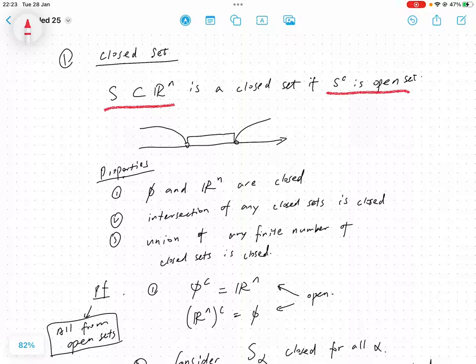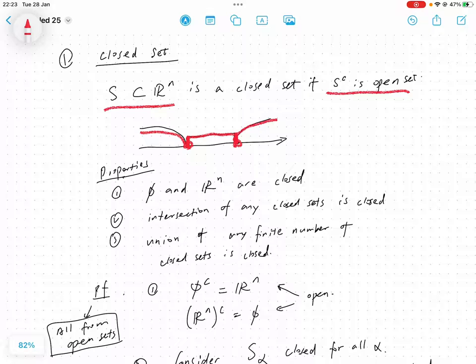Okay, so for example, in the one dimension real line, if we take those two dots to the left and then to the right, not including those two dots, their union will be an open set. Okay, so the complement of that set on this real line, that'll be this part, including those two bounds. So that'll be the complement of the open set. So this would be a closed set.